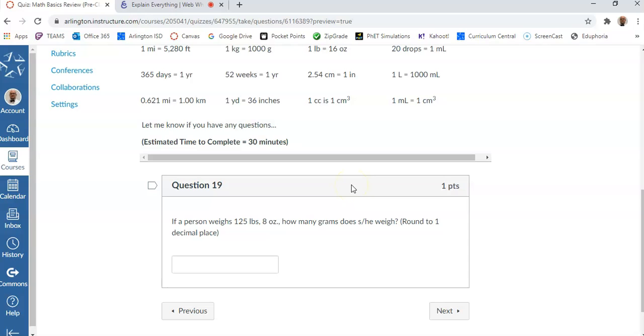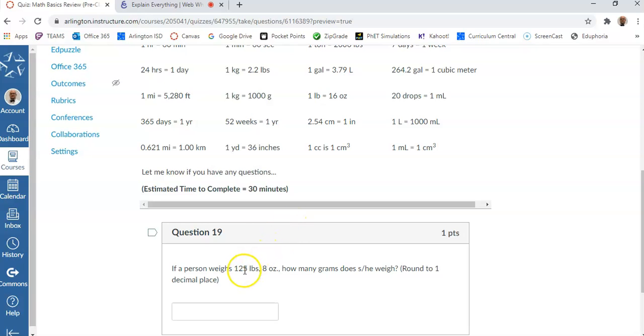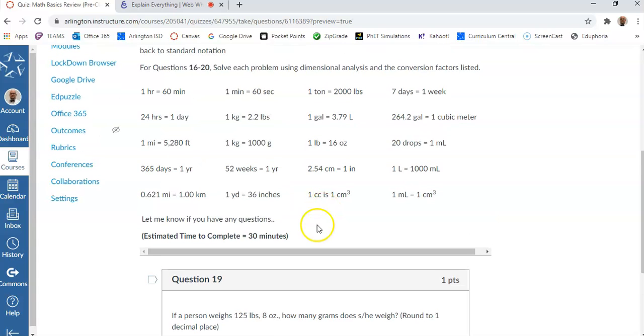Here we go. If a person weighs 125 pounds, 8 ounces, how many grams does he or she weigh? And we're going to round this to 1 decimal place. Okay. First off, we want to get from pounds to grams. I don't think we have a calculation for that up here. But we do have this, pounds to kilograms. And then we have kilograms to grams. That'll work.